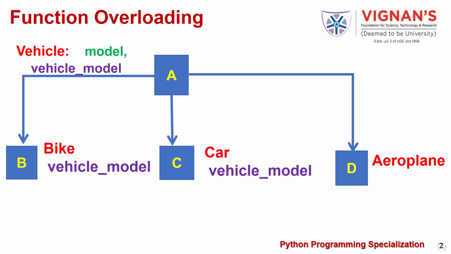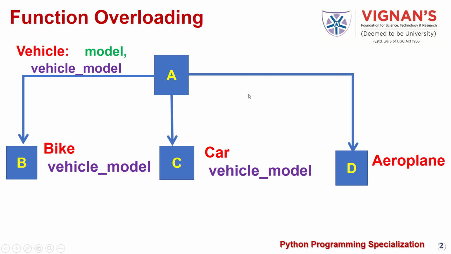We take vehicle as a base class, consisting of the data members. Model is the object data member, and vehicle model is a method to display the vehicle information. From the vehicle class, we want to derive the bike class and override the method vehicle model in the bike class. Similarly, we want to derive the car class from the vehicle class and override the vehicle model. And similarly, we want to derive the aeroplane class from the vehicle class and use the vehicle model available in the base class, that is the vehicle class.